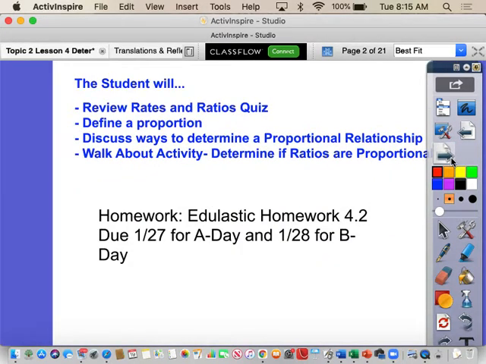All right, guys, we do have a new Edulastic homework 4.2 that opened this morning. So for A day, it's going to be due on the 27th, that's next Wednesday, and for B day, it's going to be due next Thursday, the 28th.